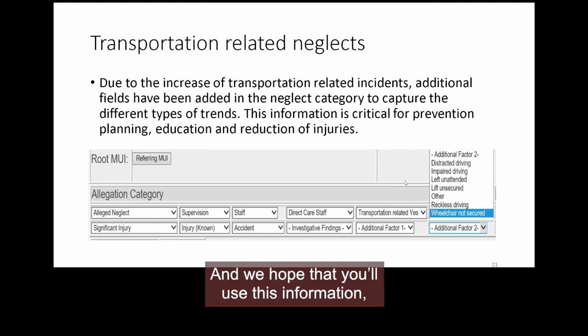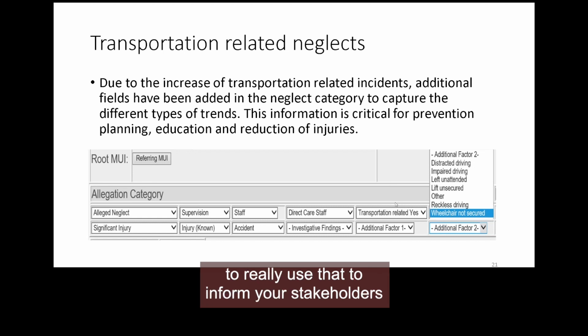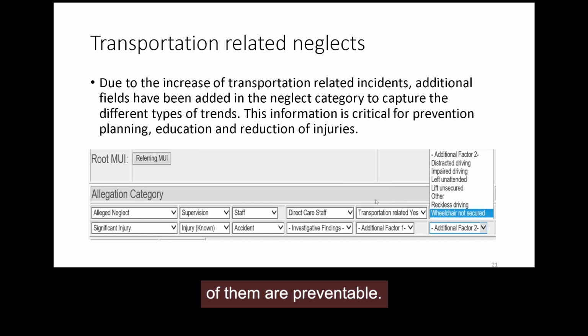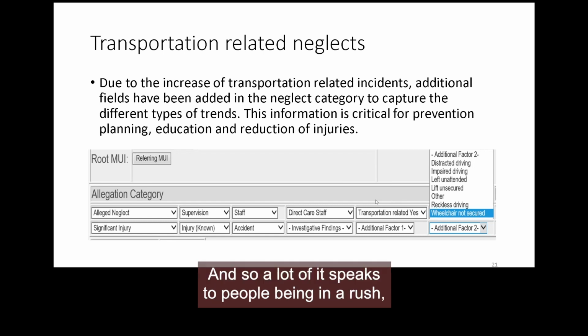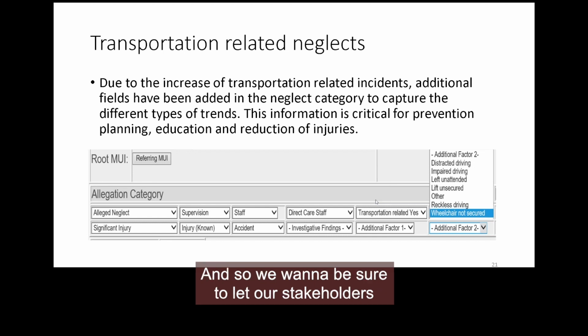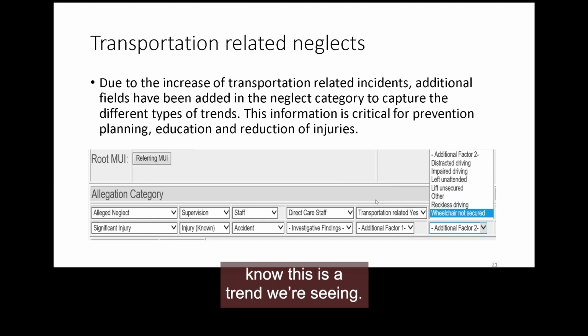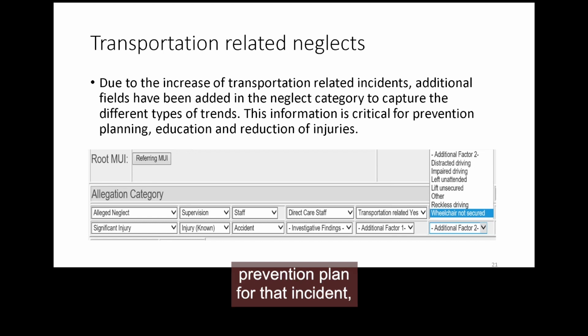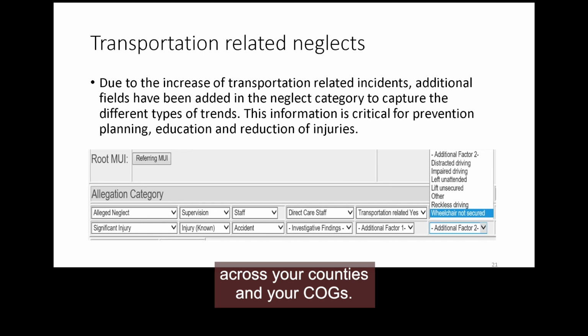And we hope that you'll use this information and this data that we'll have available to you to inform your stakeholders about what we can do to reduce these incidents from occurring, because by and large, most of them are preventable. A lot of it speaks to people being in a rush, people not having the proper training. So we want to be sure to let our stakeholders know this is a trend we're seeing, this is something that we care deeply about, and we want to make sure that you have the information you need to be able to come up with a good, solid prevention plan for that incident, but also to look at trends across your counties and your COGs.